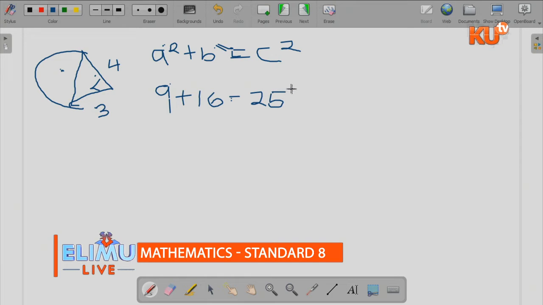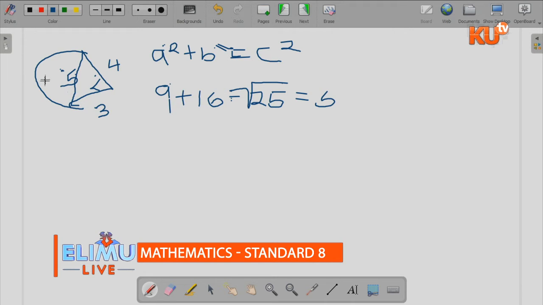So 25, what do we do with the 25? Remember, we are told a square plus b square is equal to c square. So we have to square root 25 to get this side. 25 square root gives us 5. Then this side is 5. So you now have the side which was missing.